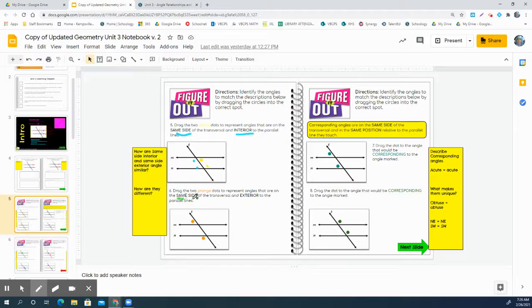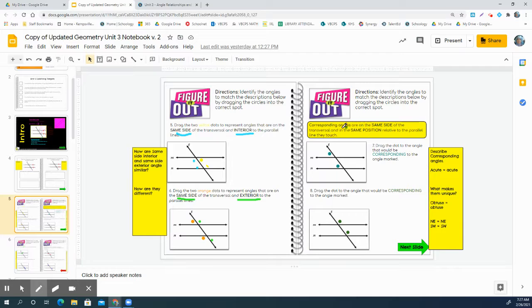And then I've got same side exterior. So they've got to be on the same side of the transversal, but outside of those parallel lines. So I can either put them where the orange dots are, or I can put them where the green dots are, okay? Same side of the transversal, but inside or outside of the parallel lines.